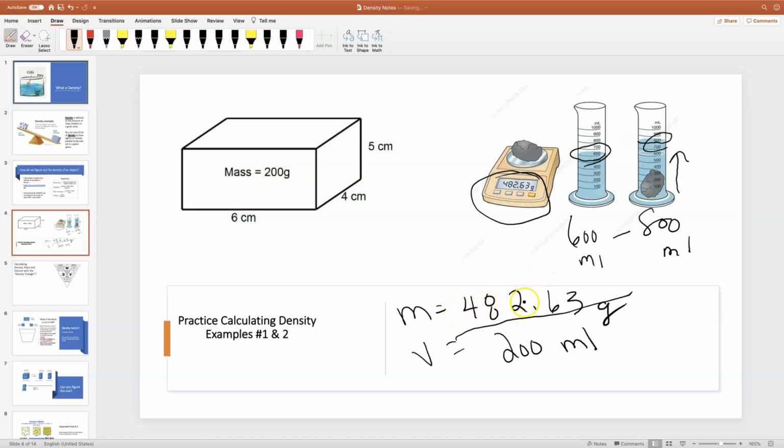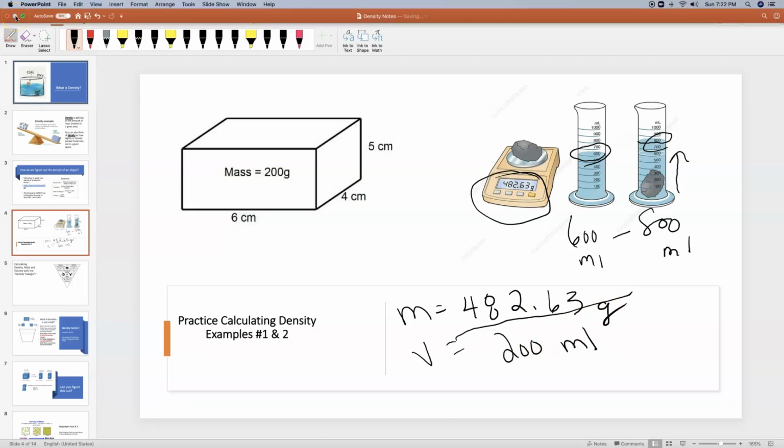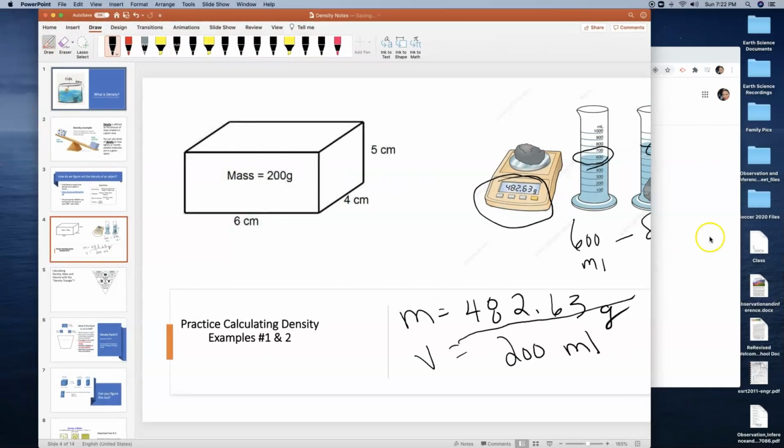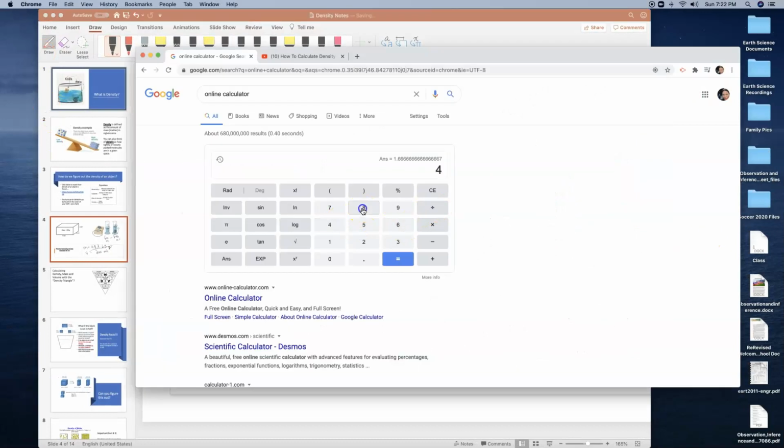So we're going to do 482.63 grams divided by 200 milliliters. So again, we're going to just go back to our calculator, 482.63 divided by 200. We hit equal and we get 2.41. If we round to the nearest tenth, that equals 2.4. Again, to the nearest tenth would be one digit to the right of the decimal place. So that one tells the 4 to stay, not to go up.